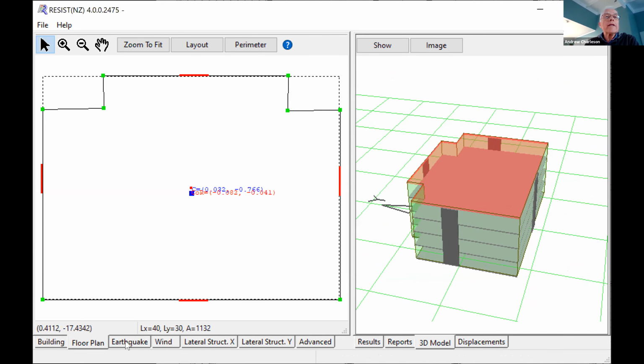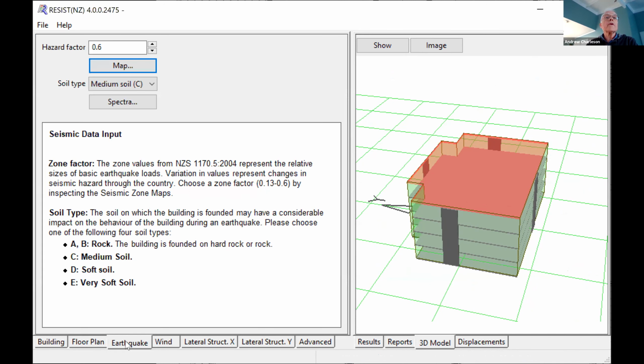Now we go to the earthquake tab. And the first thing we do is we've got to choose the hazard factor. Now for Surabaya, I think it's going to be 0.3. So please, for your designs, you must change this to 0.3, which is suitable for Surabaya. For Yogyakarta, it's 0.4. For, say, Padang, it might be 0.5. It depends on your location in Indonesia.